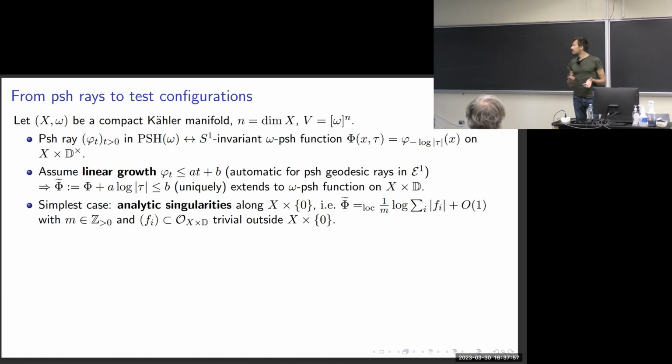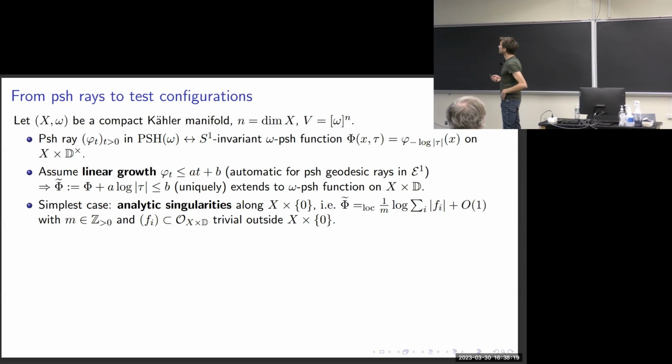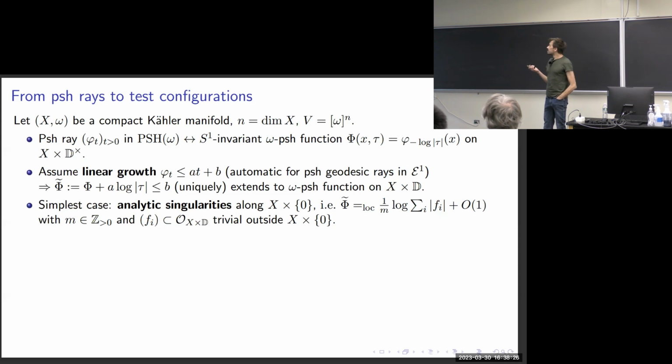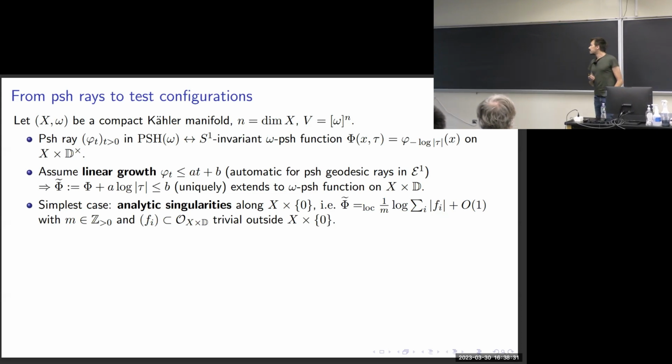And so even if the ray consists of smooth functions, capital phi is then finite valued away from the center of the disk. But if you extend it in a PSH way like that, it will typically become singular. It will take the value minus infinity along the central fiber X times zero. And there are ways to measure singularities of PSH functions in terms of Lelong numbers. We'll come back to that later. But here we make some assumption. We look at the simplest kind of singularities it could possibly acquire, which are called analytic singularities.